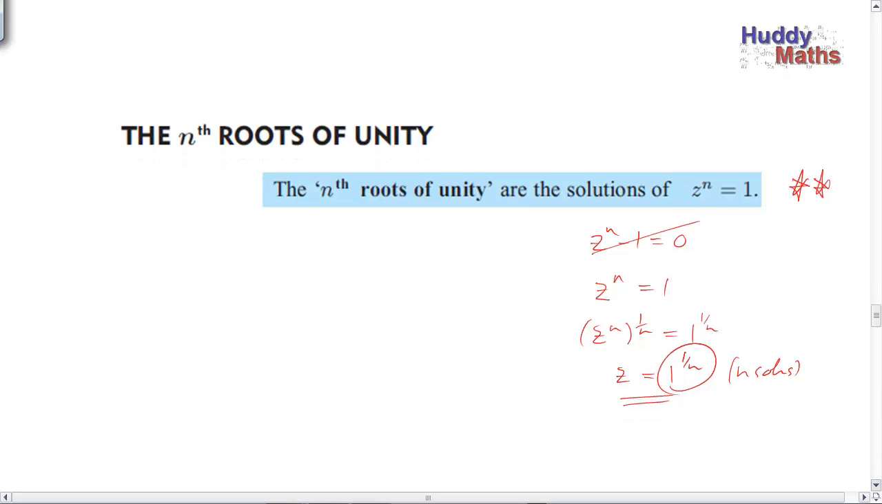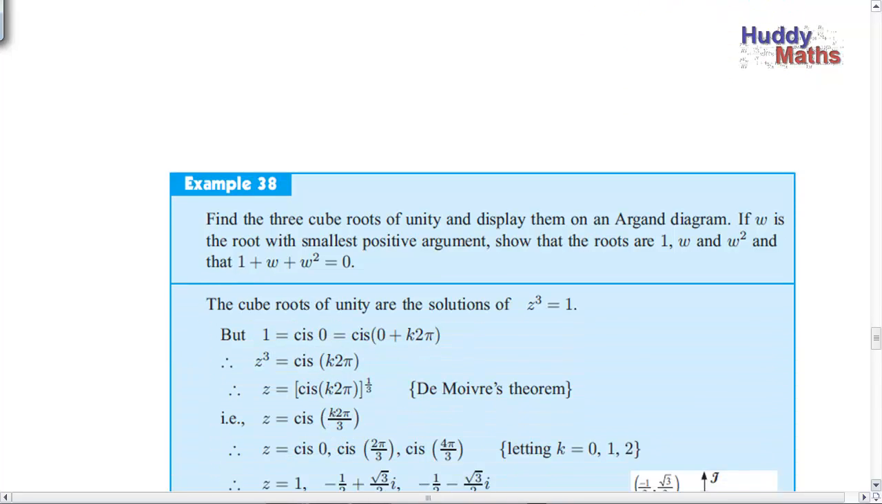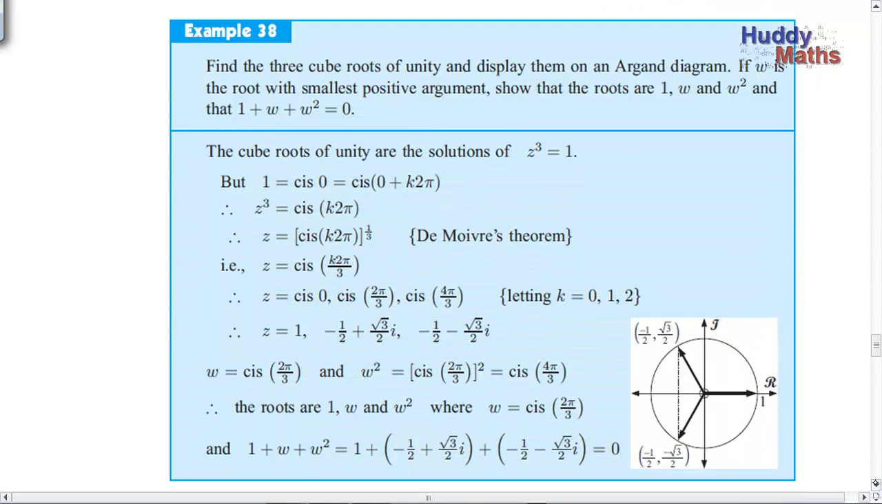Let's have a look and see another example here, and we'll work through that. Find the 3 cube roots of unity, and display them on an Argand diagram. If omega is a root with the smallest positive argument, that's your starting one, show the roots are connected by this relationship. And this is very, very important. Let's have a look. Solutions of z cubed equals 1. So write 1 in r cis theta form. It's 0 plus k times 2 pi. There's 1 cis 0 there.